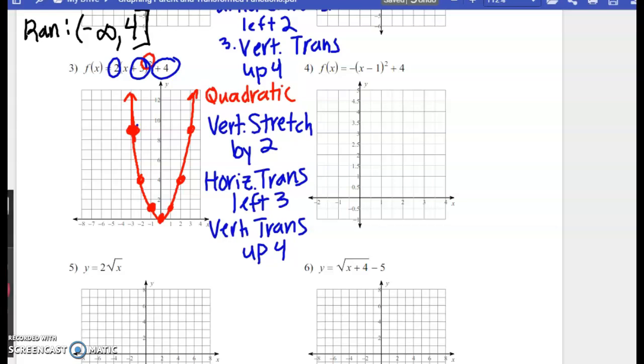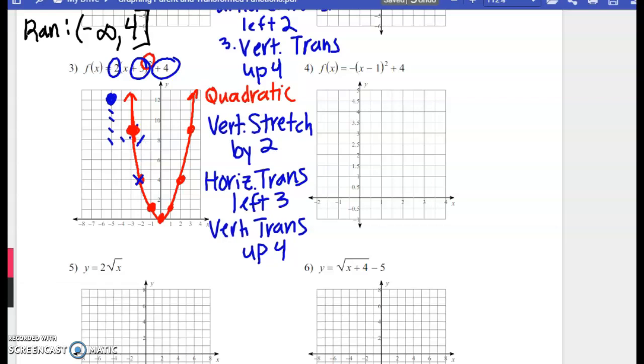And my next point that I can stretch is right here at a height of 4. So if this point, this blue X, starts at 4 and I double its height, it's going to double up there to 8. I'm pulling it up. And then I'm going to shift that to the left 3: 1, 2, 3. And up 4: 1, 2, 3, 4.